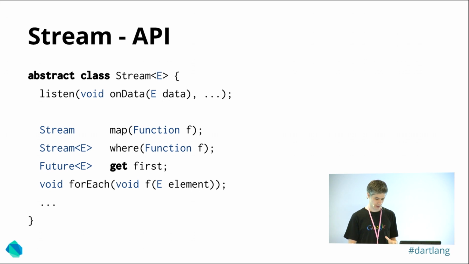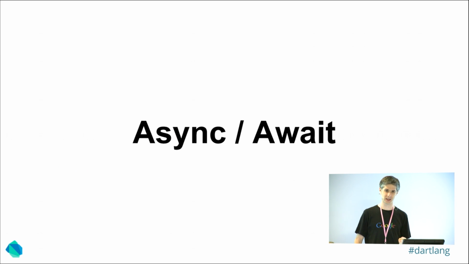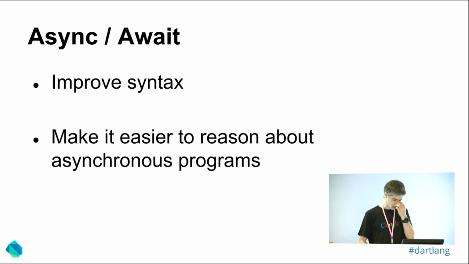And this is really nice, because when we go now to this cool feature that we introduced recently, async await, the whole concepts really merge even more. When we introduced async await, the main purpose behind it was to make it nicer and easier to program asynchronous programs. And for that, the main point is to improve the syntax. We want to make it easier to reason about, write, and read asynchronous programs.